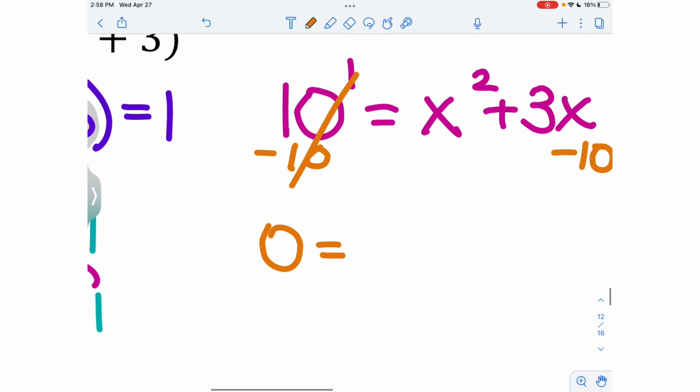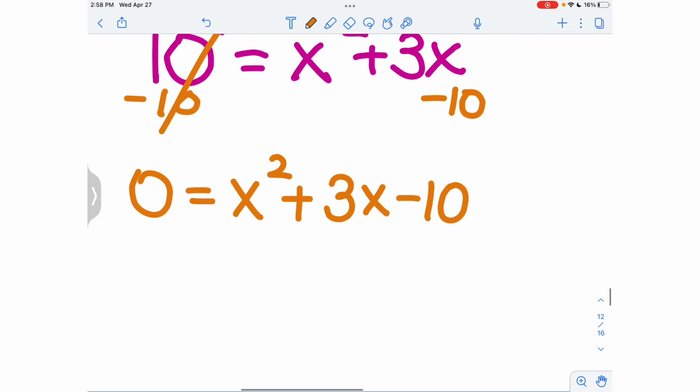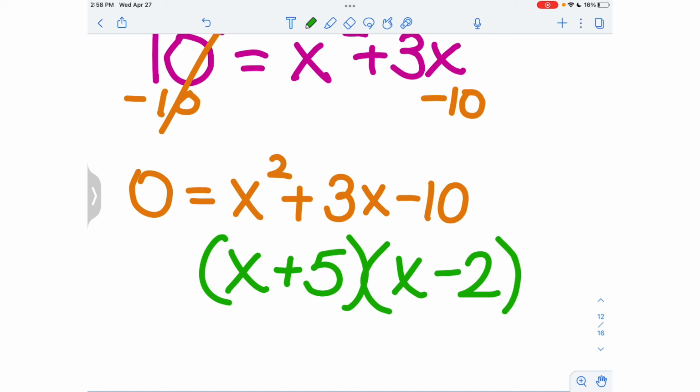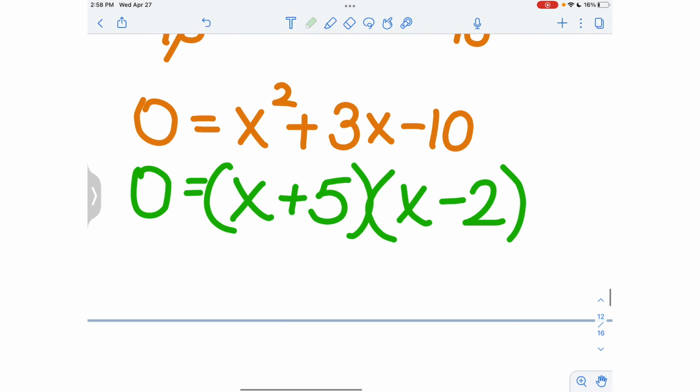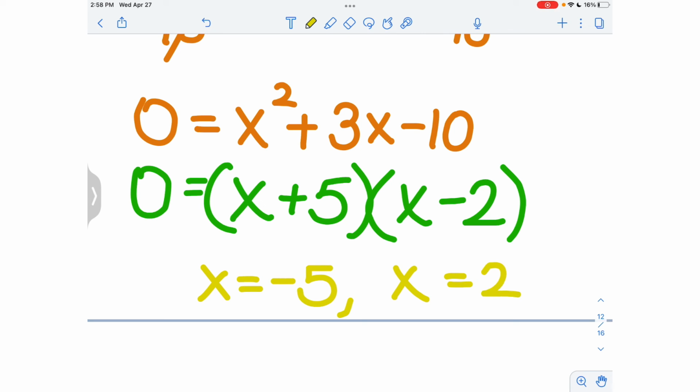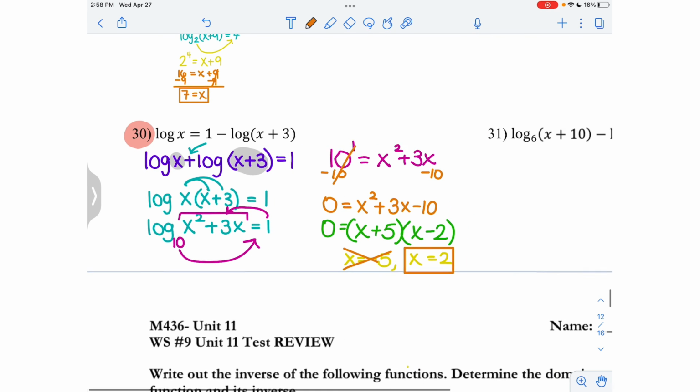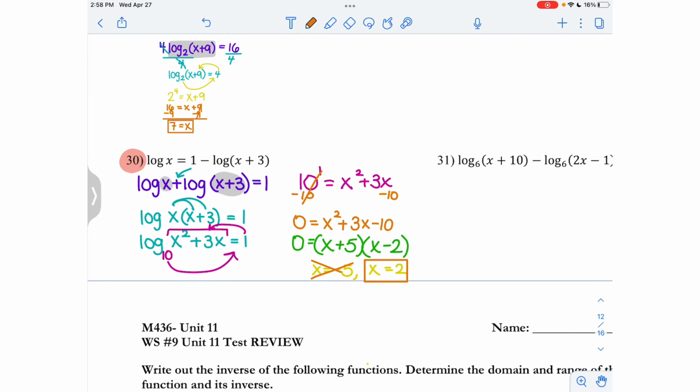I get 0 equals x squared plus 3x minus 10, and I'm just going to factor that. It factors to x plus 5, x minus 2, and then I solve. So I set each one equal to 0. I get 2 answers, negative 5 and positive 2. Unfortunately, one of those doesn't work. You cannot log a negative, so the negative answer gets thrown out, and we keep x equals 2. Okay, so that's the answer.